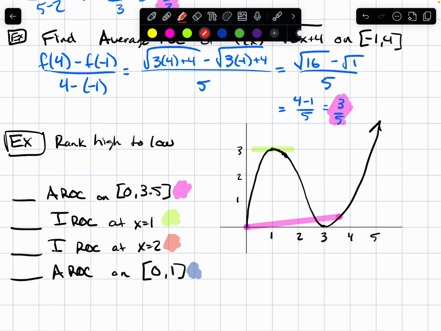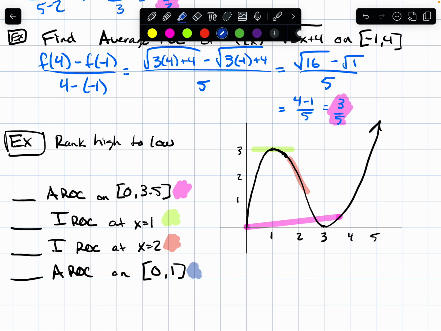The instantaneous rate of change at 2. So looking here, I see I go from concave down to concave up. So I know this slope is going to be that point of inflection. So it's going to be super negative. The fun fact that we know about the point of inflection is it has the steepest slope. In this case, it's the steepest negative slope with the points around it. So it's going to be super negative.